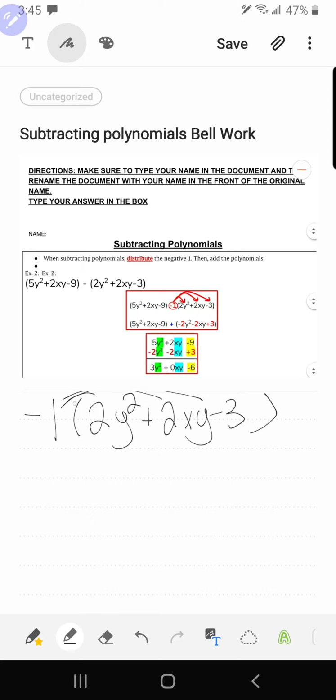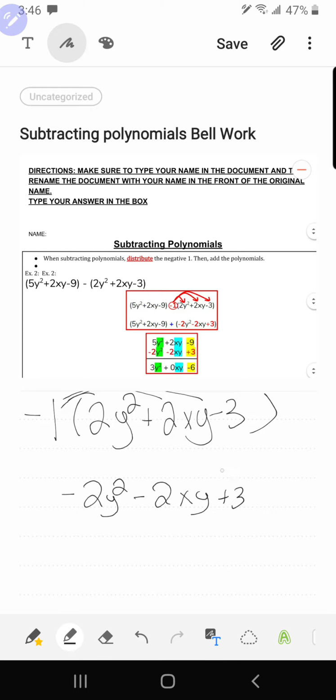So negative 1 times 2y squared becomes negative 2y squared. Negative 1 times 2xy becomes negative 2xy. Negative 1 times negative 3, a negative times a negative is a positive, becomes positive 3.